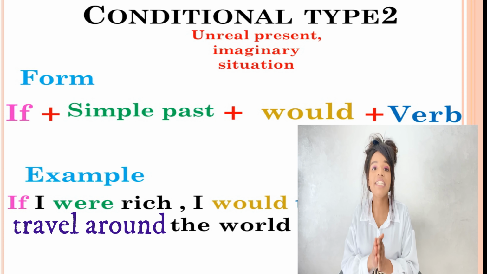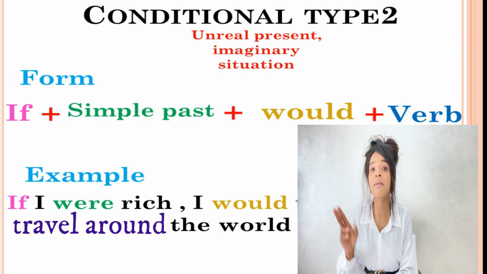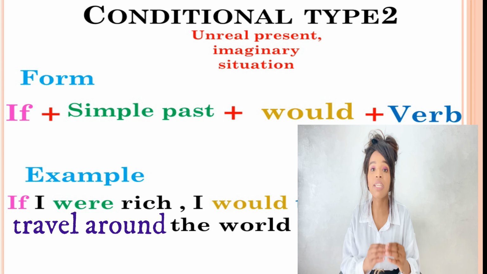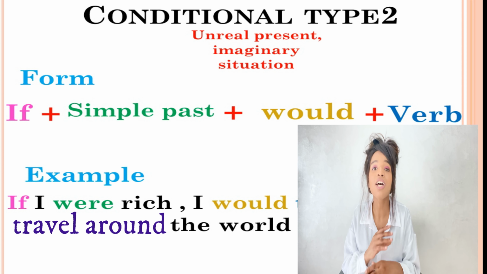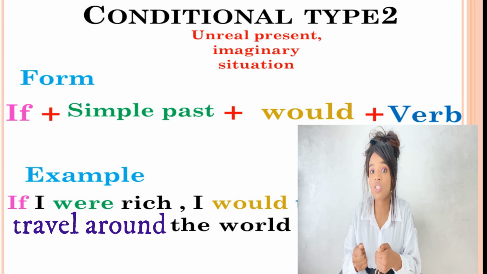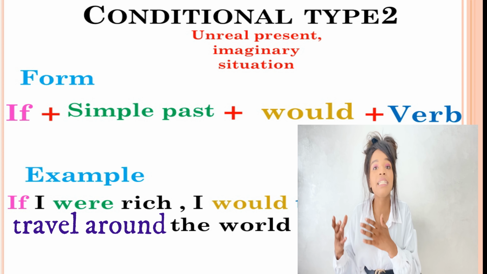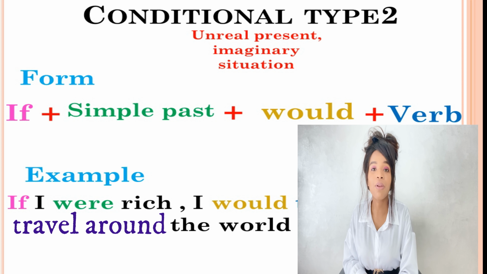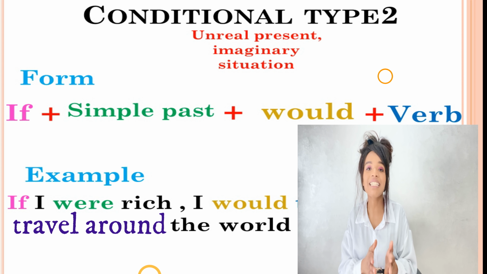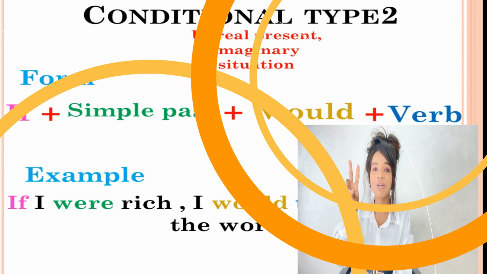So here it's the conditional type 2, the unreal present, where the thing is unlikely to happen. If I were rich, I would travel around the world. So this is the conditional type 2.